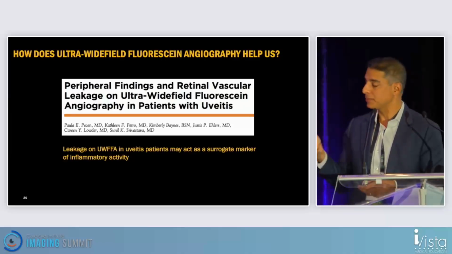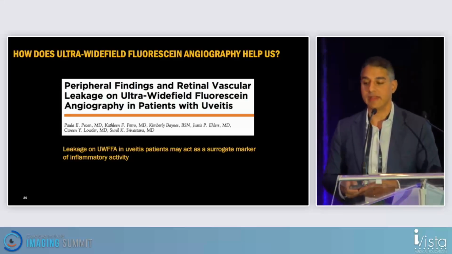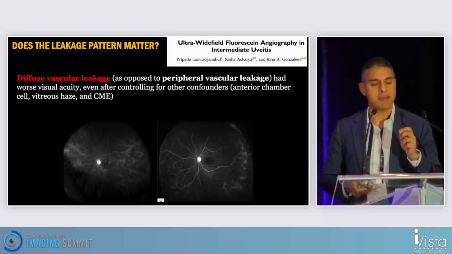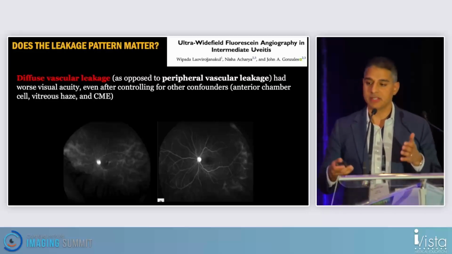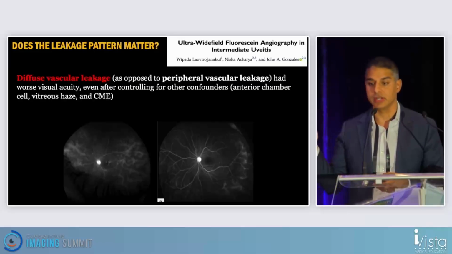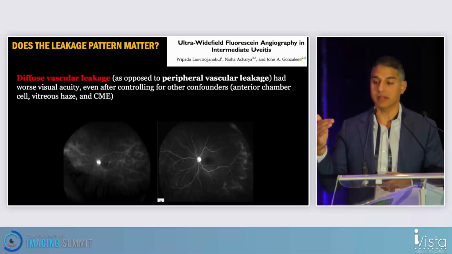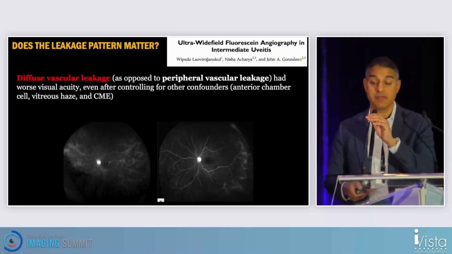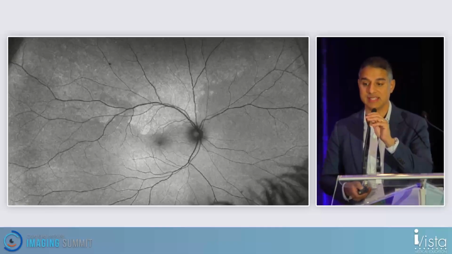And I would argue this is pretty much the gold standard really in uveitis to understand disease activity now. But it's important to realize the pattern of leakage is really important. Diffuse vascular leakage, rather than just that peripheral vascular leakage, is an independent poor prognostic factor when you compare those individuals with and without CME and even independent of vitreous haze and cell.